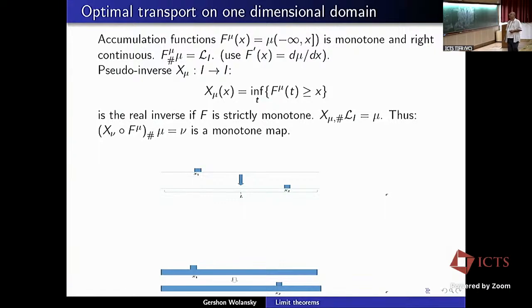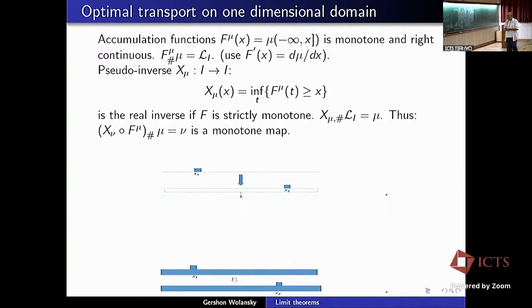So we can define a pseudo inverse, because F is not always strictly monotone. But in any case, we can define its inverse this way. We take the infimum of all t such that F mu of t is bigger or equal to x. It's really an inverse if F is strictly monotone, or just monotone actually. And it pushes the Lebesgue measure back into mu.